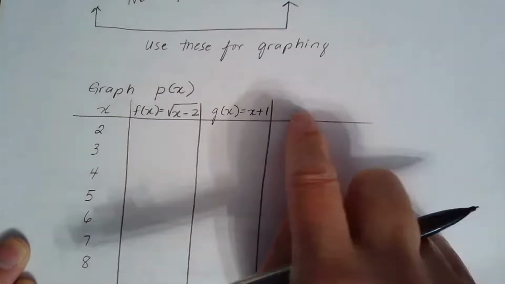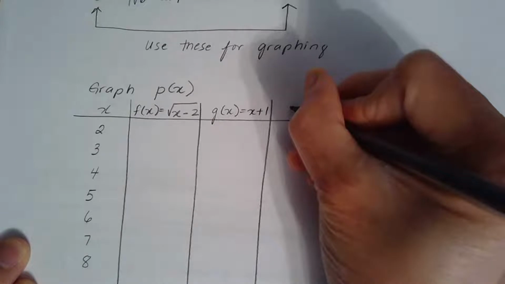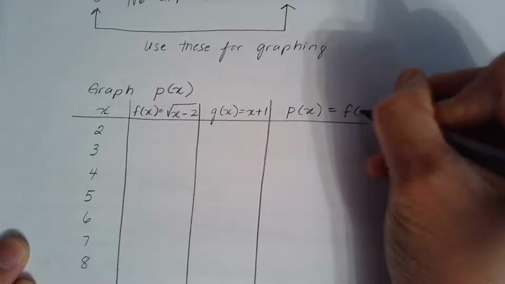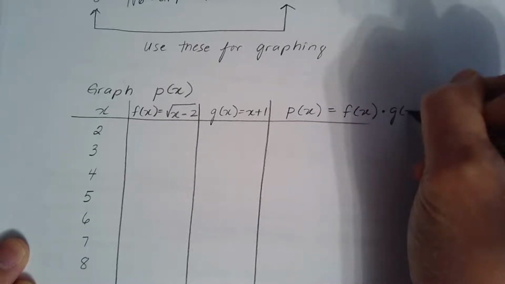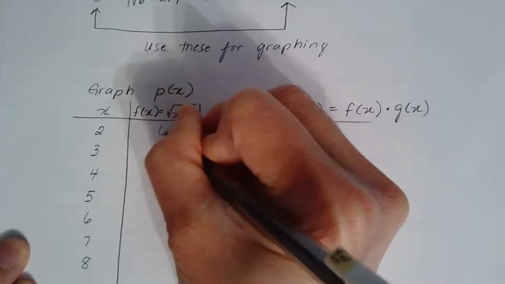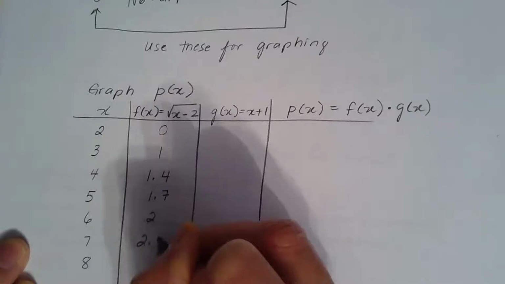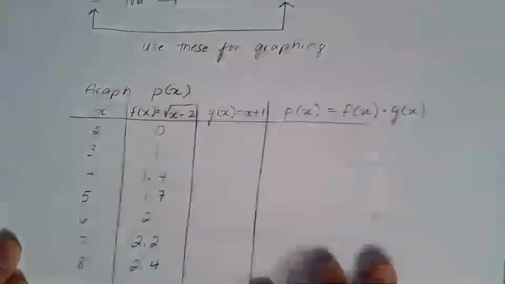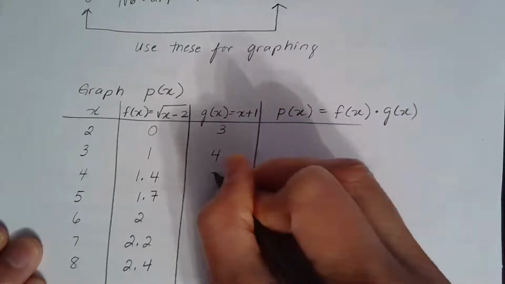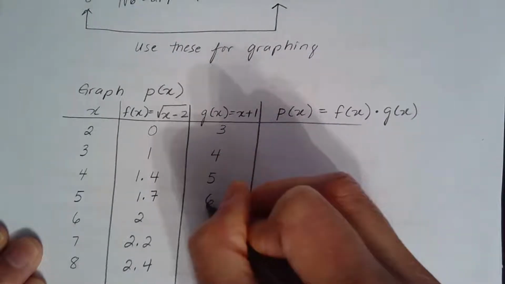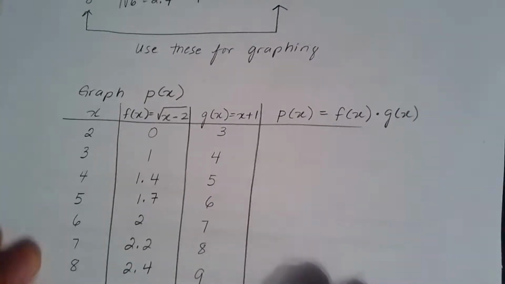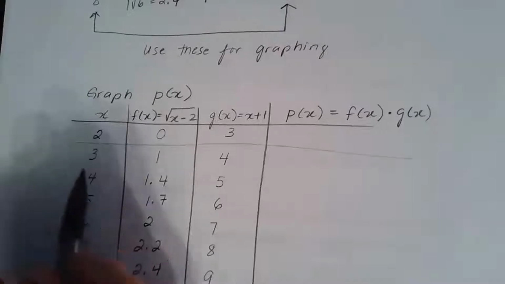So all of these are pretty much the same thing as the one that we had above, but the only thing that's different is the last column. The last column will be p of x, because p of x is defined as f of x times g of x. So this is the only thing that's going to change. So let's go ahead and copy this down. So 0, 2.2, and 2.4. And then this one would be 3, 4, 5.